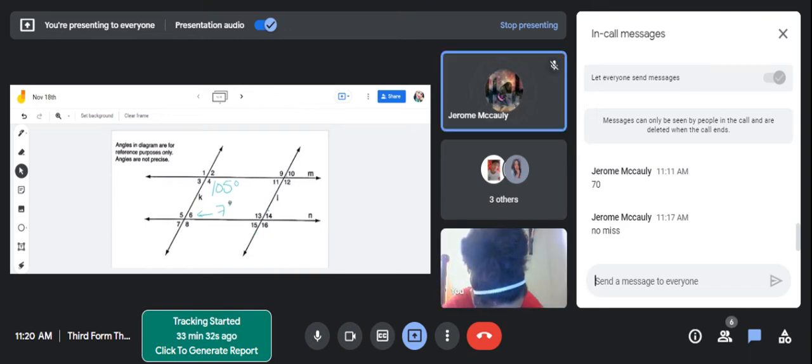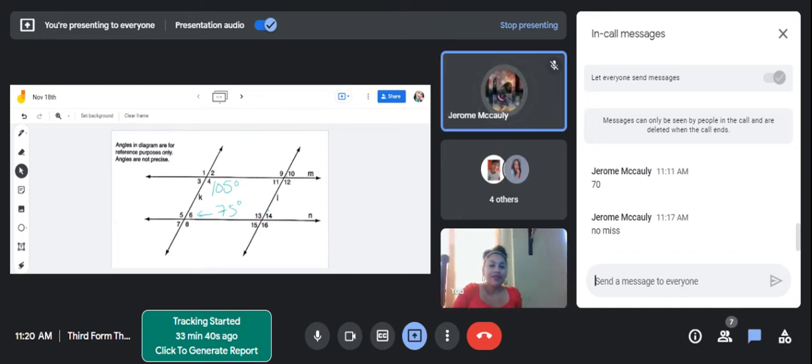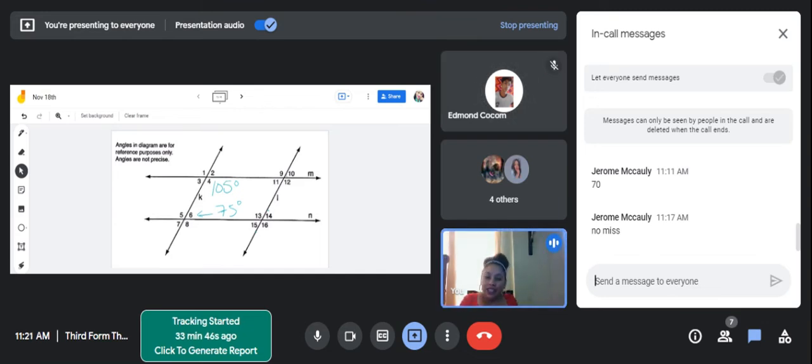Straight angle, miss. Corresponding, miss. Nope. Vertically opposite. Nope. Corresponding angle. No, no, no. Don't be guessing, guys. Don't be guessing. Look at the question. Number 4 and number 6. Look at where they are.